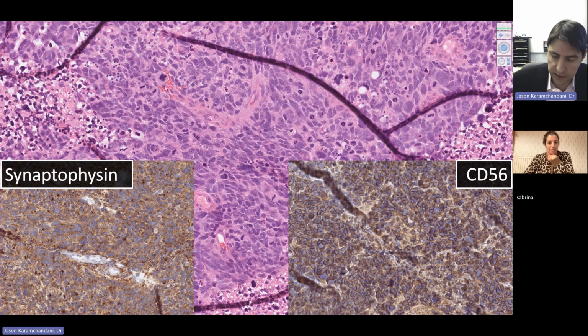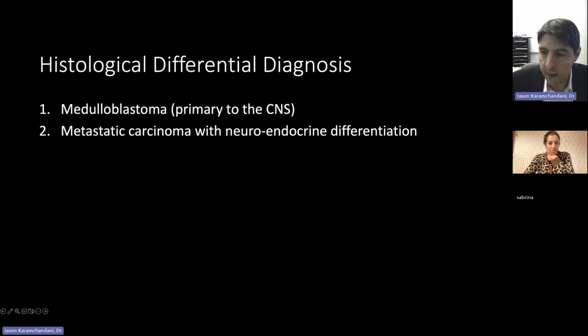solidify a diagnosis. But in this patient, given the multiple tumors and the atypical radiology, we were presented with a differential diagnosis. A differential diagnosis means 2 possibilities are still in the running, even with the amount of testing we've done. And in this case, that's a primary brain tumor called medulloblastoma. And given multiple lesions, the possibility of a metastatic process of a cancer with neuroendocrine differentiation had to be considered.